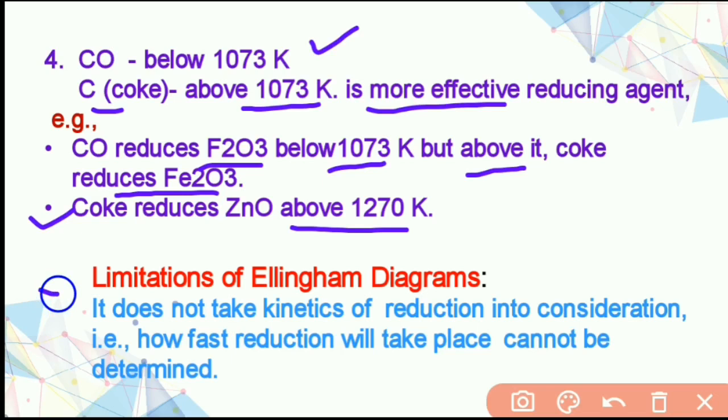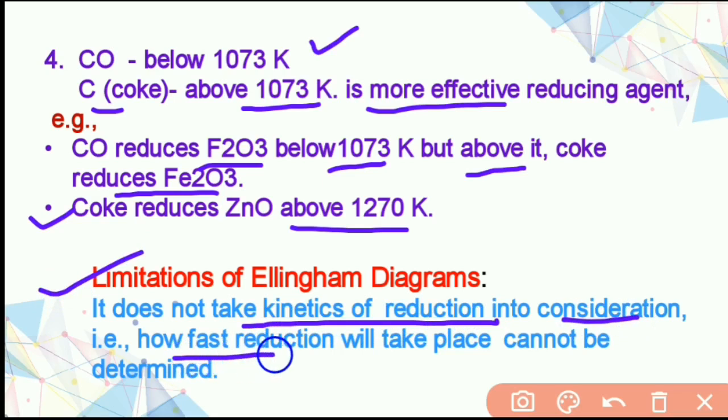Limitation of the Ellingham diagram. It does not take the kinetics of reduction into consideration, that is, how fast the reduction will take place cannot be determined by the Ellingham diagram. It shows only the feasibility of the reaction. It does not show the rate of reaction of any formation of metal oxides. So it is a limitation of the Ellingham diagram.